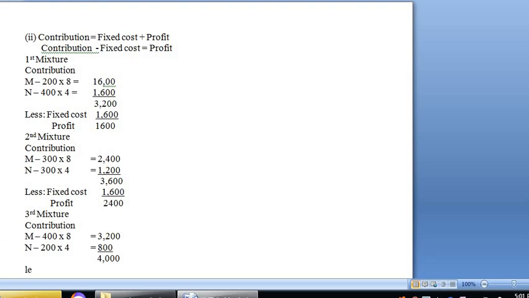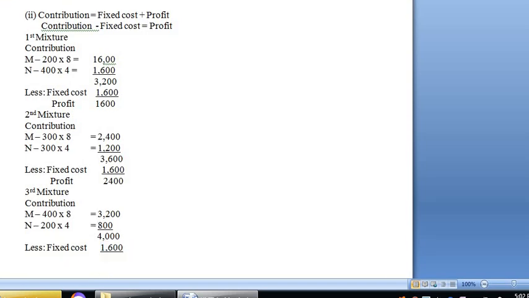From this, less fixed cost. Okay, fixed cost is 1600. Check the balance. It means like profit. 2,400 is the profit.